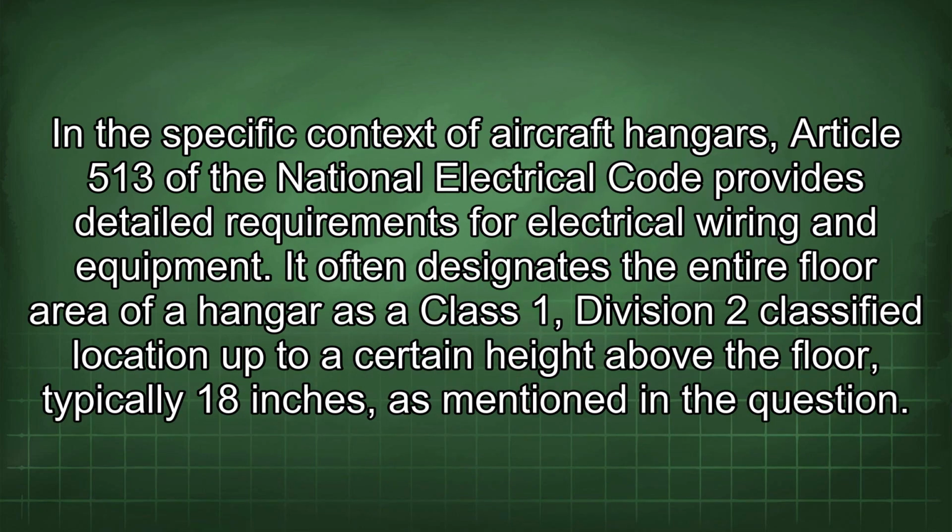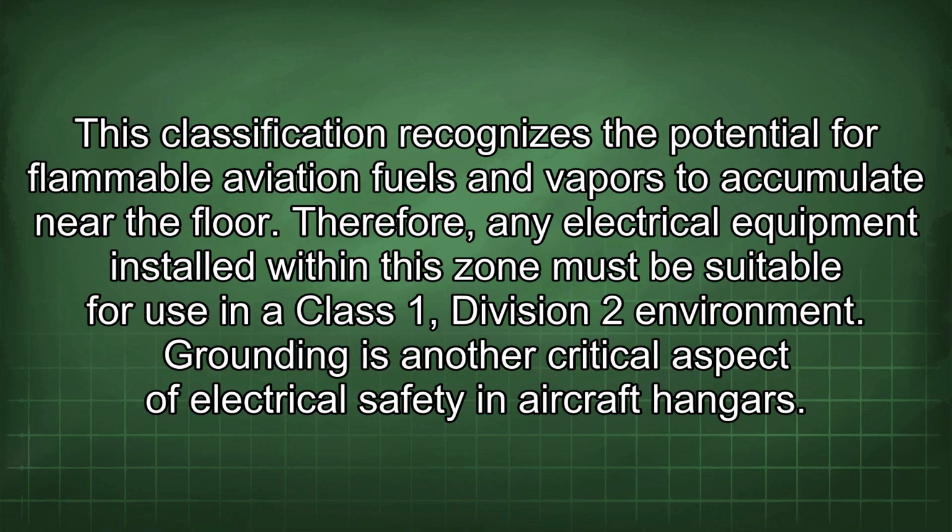In the specific context of aircraft hangars, Article 513 of the National Electrical Code provides detailed requirements for electrical wiring and equipment. It often designates the entire floor area of a hangar as a Class 1, Division 2 classified location up to a certain height above the floor, typically 18 inches, as mentioned in the question. This classification recognizes the potential for flammable aviation fuels and vapors to accumulate near the floor. Therefore, any electrical equipment installed within the zone must be suitable for use in a Class 1, Division 2 environment.